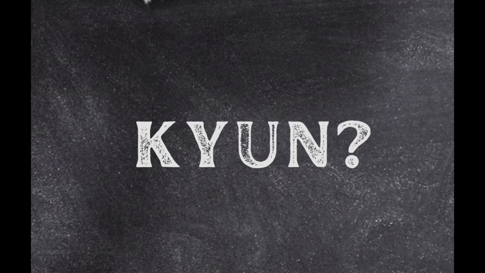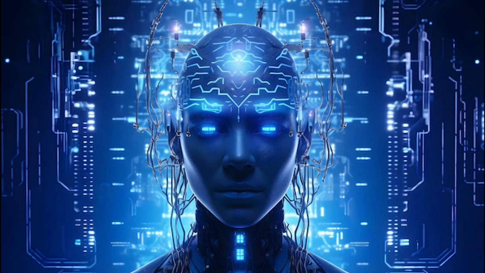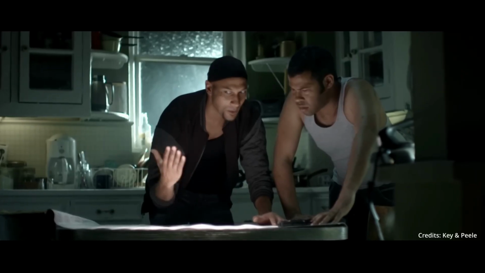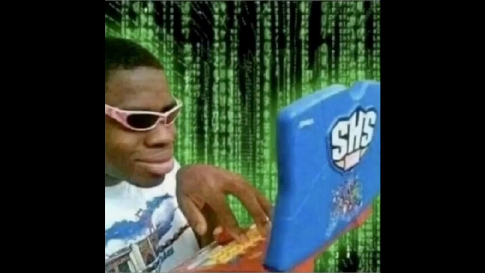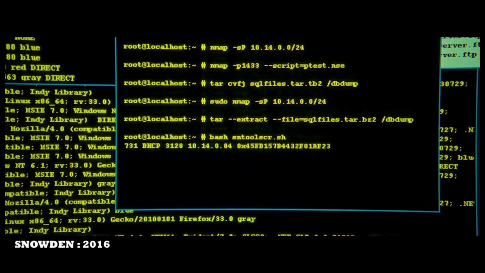Kyun? Because if you prove that P is equal to NP, we'll be able to find the cure for cancer, develop AI smarter than humans, and even find the best move in Candy Crush. Wait, but isn't it good? Then why am I warning you against solving this? Because the solution to the same problem will also make your precious passwords and encryption useless. So, bye bye money from your bank account.